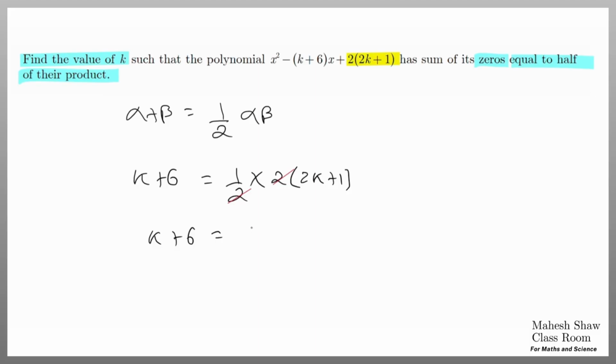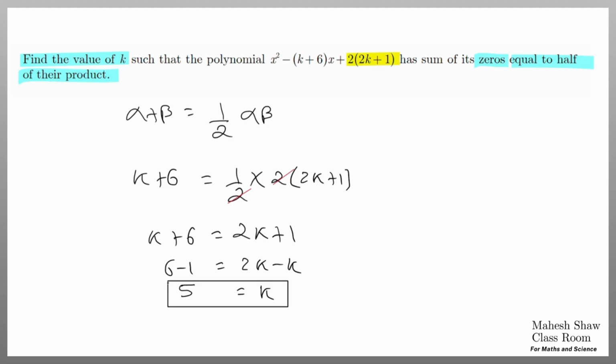So this is k plus 6 is equal to 2k plus 1. Transposing 1 to the left hand side and k to the other side, this is 5, and on this side it is only k. 2k minus k is k. So that gives the value of k as 5. So this is what we had to find out, the value of k, and we get the value of k as 5.